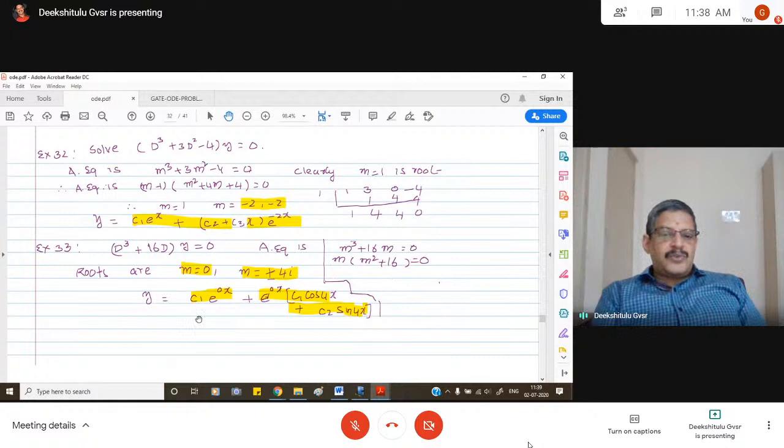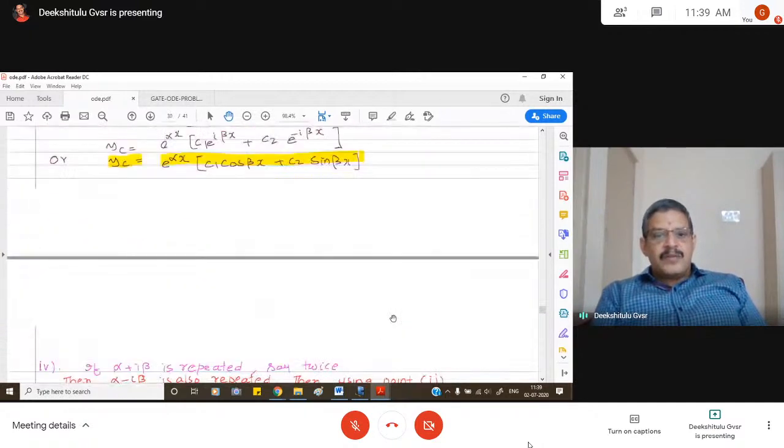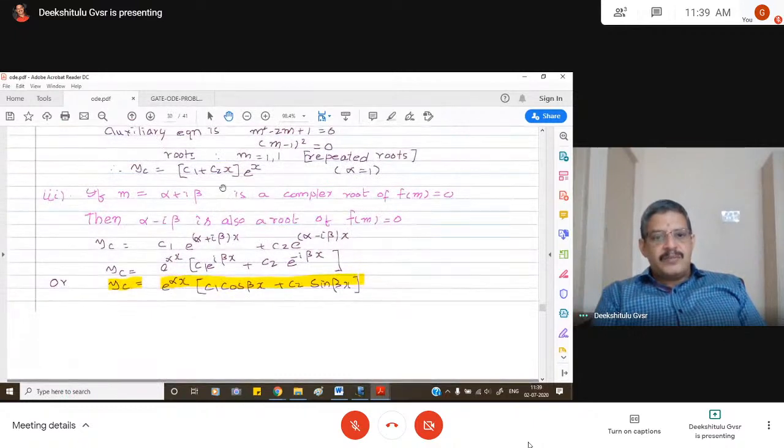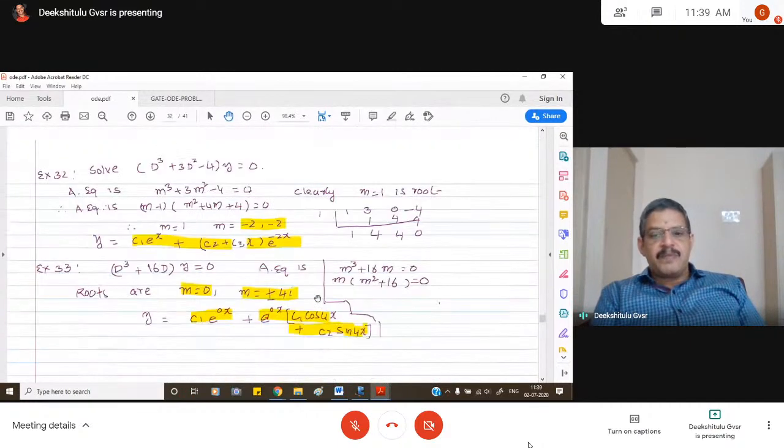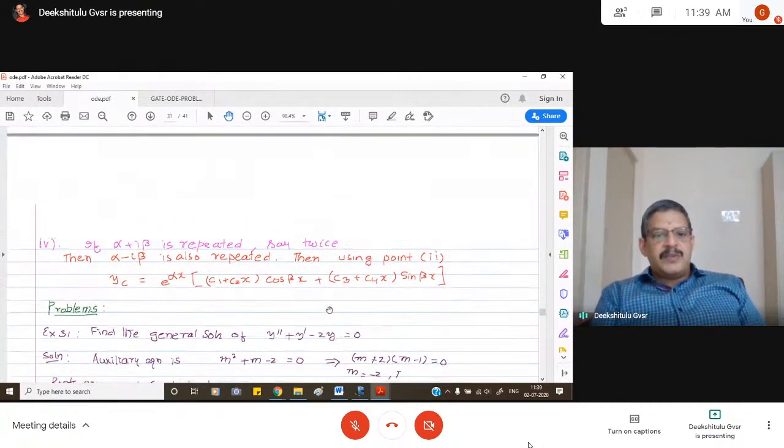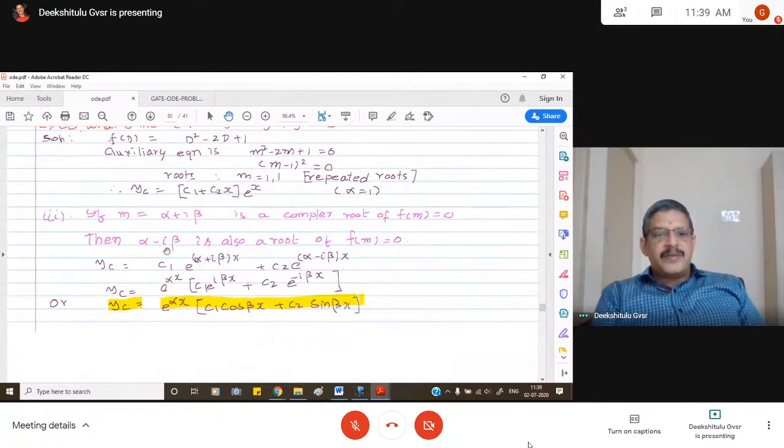Here, because it is 0, C1 e power 0x, this is C1 only, e power 0 is 1, plus, in complex roots, what we have said, alpha plus i beta is a root. Alpha is the real part and beta is the imaginary part. Here, in this problem, plus or minus 4i, what is alpha here? 0. Whenever alpha plus i beta is a root, we write the solution as e power alpha x into C1 cos beta x plus C2 sin beta x. What is beta? The imaginary part.